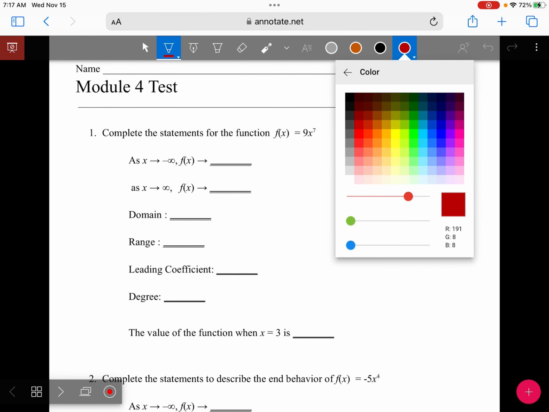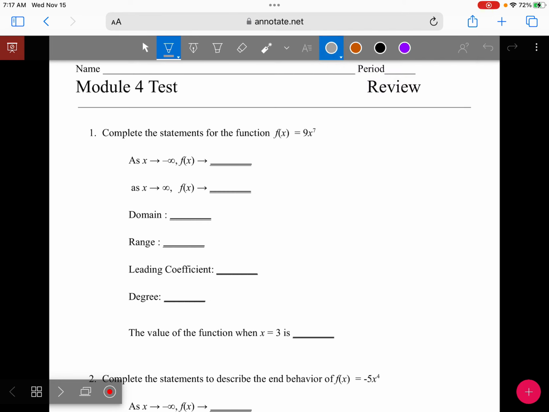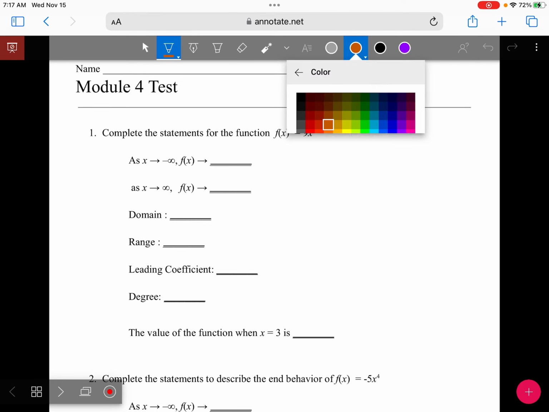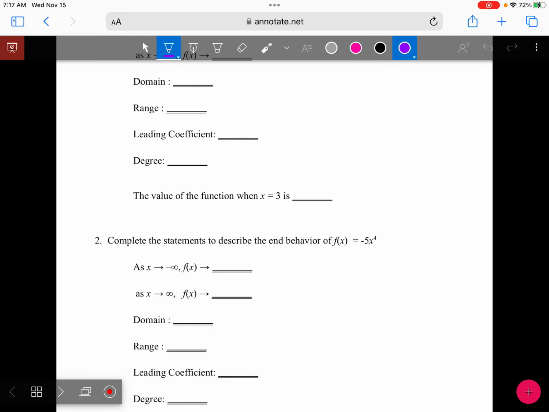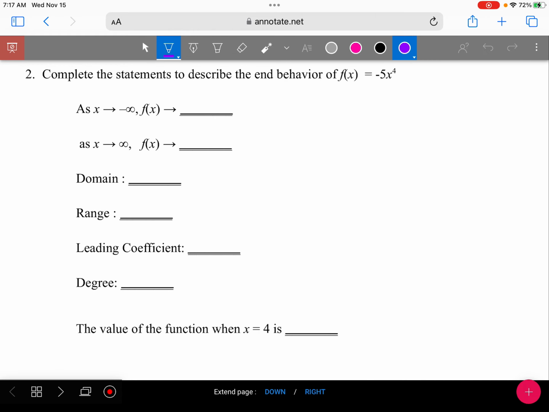All right, so which questions do you want to work through? Which one? Number 2? All right.